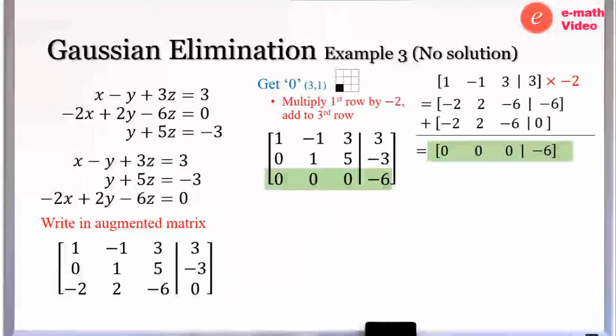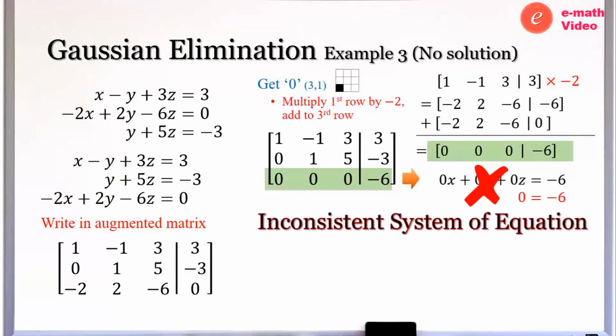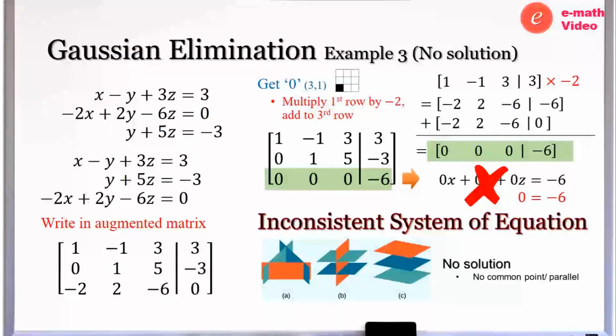Hey, hey! Are you sure about that? This row literally means 0x plus 0y plus 0z equals to negative 6. 0 equals to negative 6. Are you kidding me? This is what we call as inconsistent system of equation. In other words, there is no solution for this system of equation.